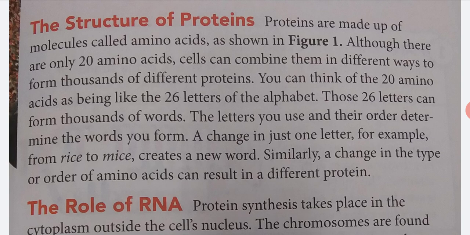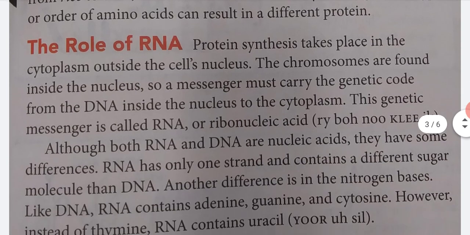You can think of the 20 amino acids as being like the 26 letters of the alphabet. Those 26 letters can form thousands of words. The letters you use and their order determine the word you form. A change in just one letter, for example, from rice to mice, creates a new word. Similarly, a change in the type or order of amino acids can result in a different protein.